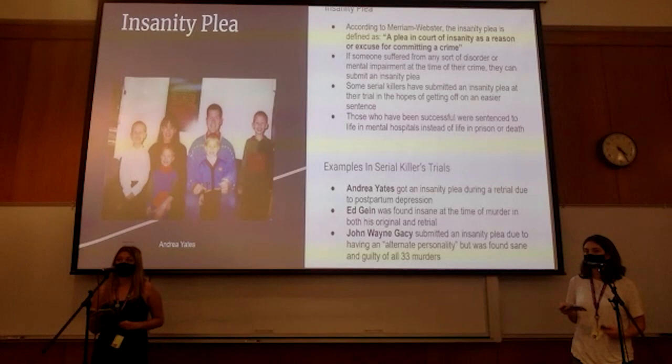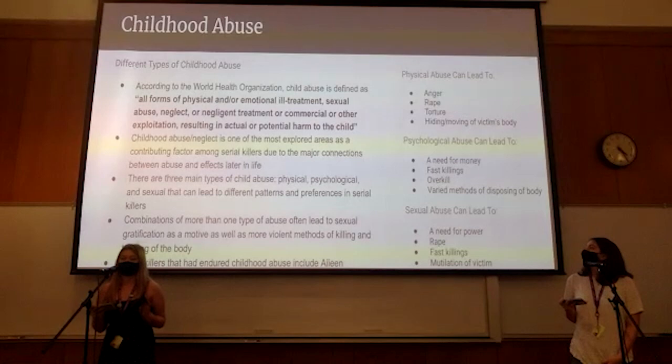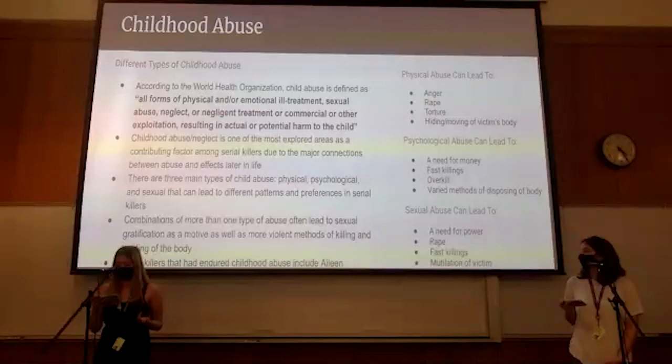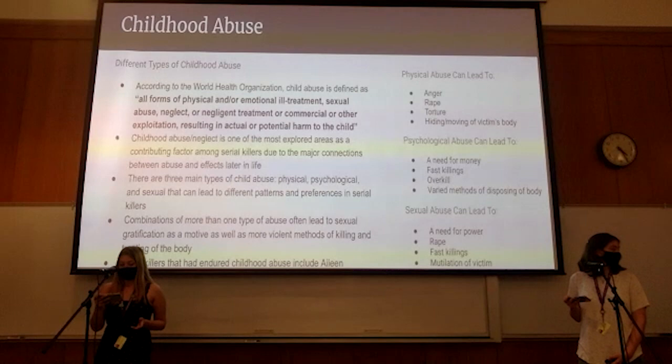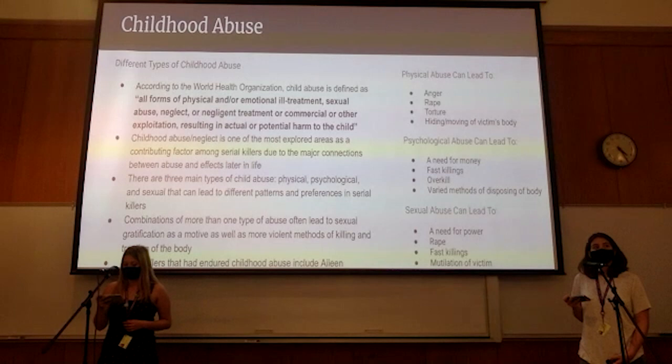So, why is mental health one of the most explored reasons for why serial killers commit murders? Another is childhood abuse, and according to the World Health Organization, child abuse is defined as all forms of physical and or emotional treatment, sexual abuse, neglect, or negligent treatment, or commercial or other exploitation, resulting in actual or potential harm to the child. And these are mostly broken up into three different types, which is physical, psychological, and sexual abuse.